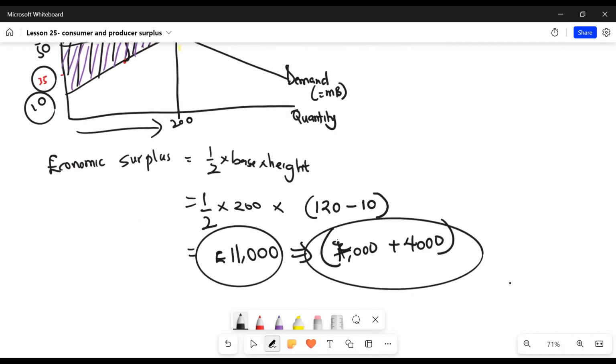So this is all that we have for our lesson on consumer and producer surplus. Our next lesson will be on market efficiency.